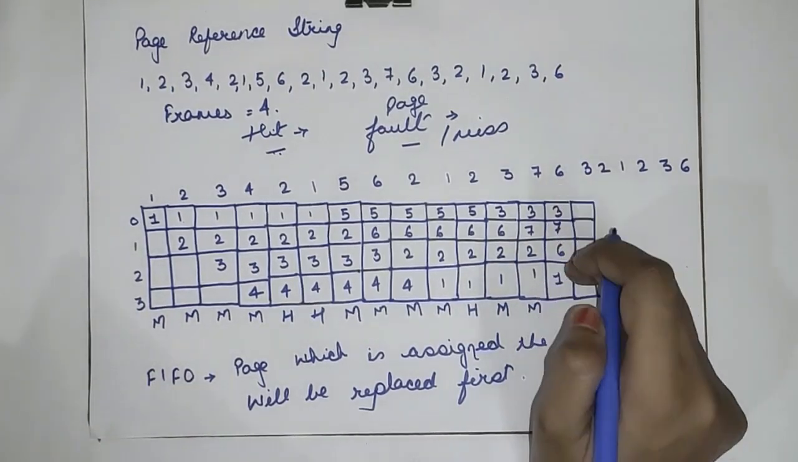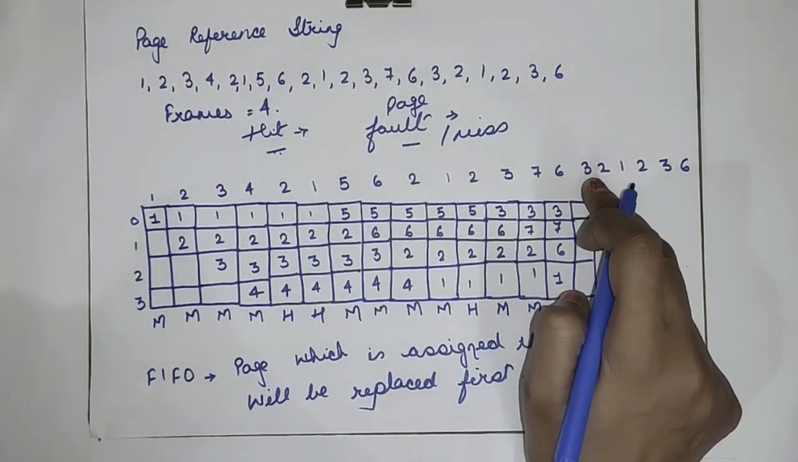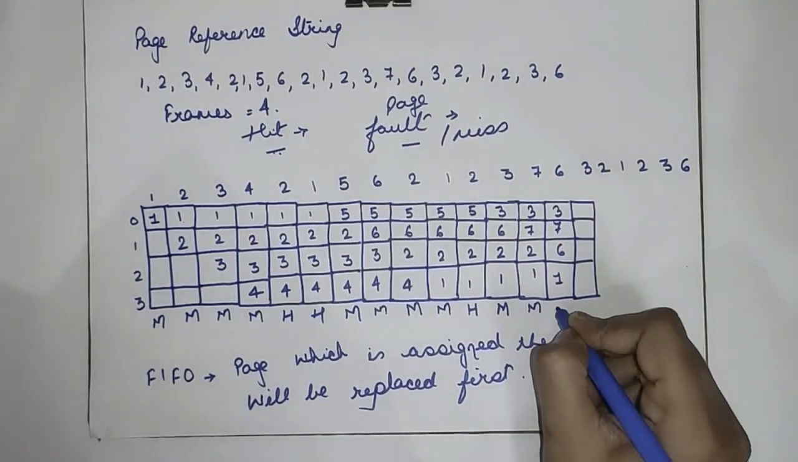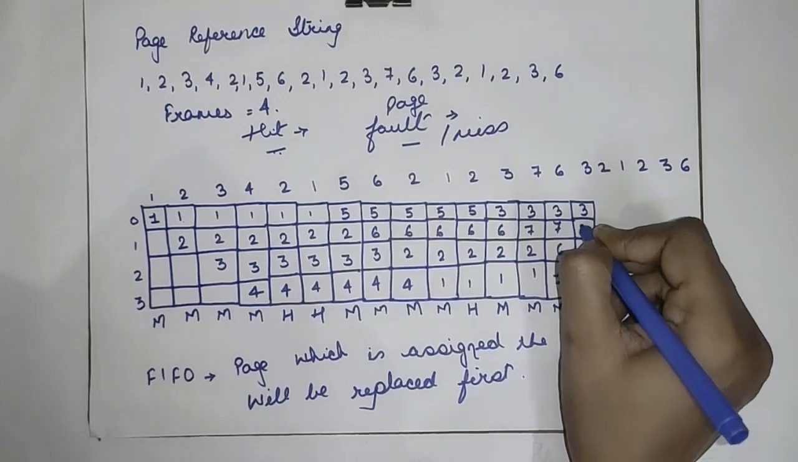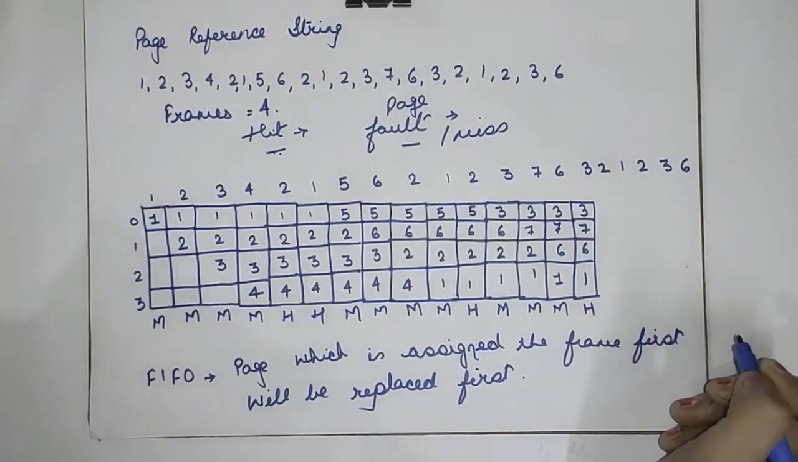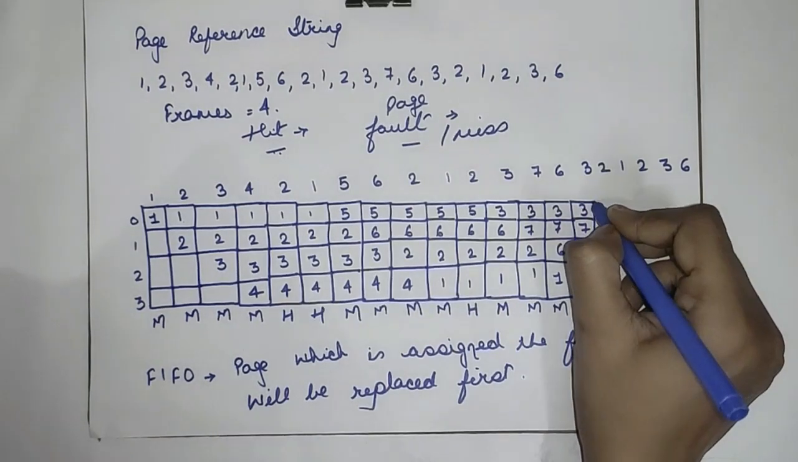Next we have 3. After 6 we have 3. So 3 is already present in memory, so no problem. So there is a miss and next we have 3, 7, 6 and 1. So 3 was already present, so we have a hit.